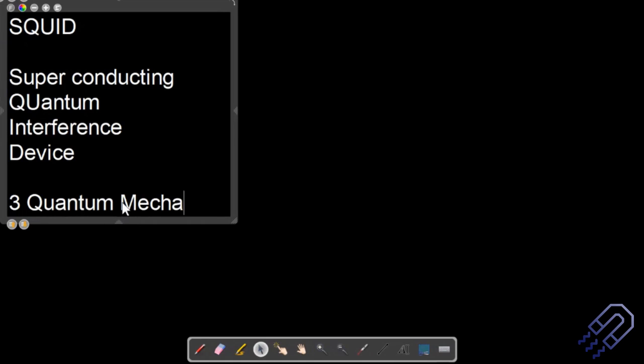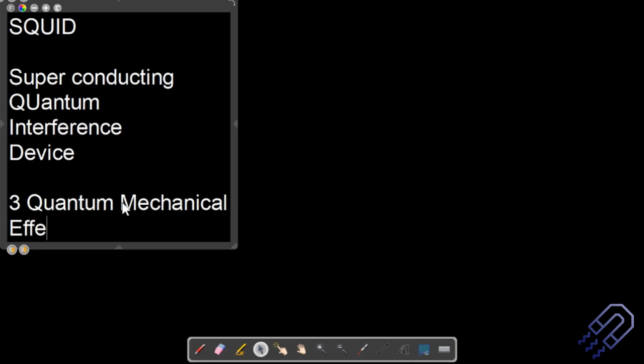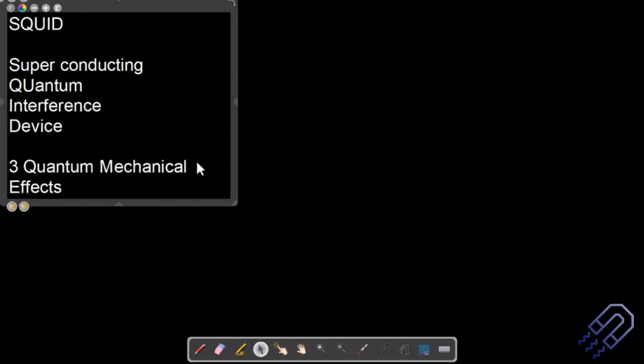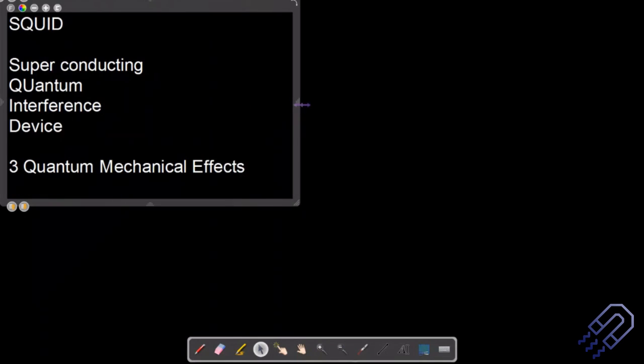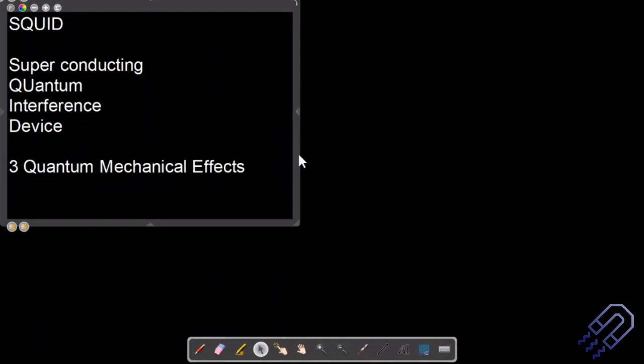So this basically is based on three quantum mechanical effects. You might have studied these quantum mechanical effects in your undergraduation, so I would prefer telling you this. The three quantum mechanical effects: the first one is superconductivity. That's obvious from the name.